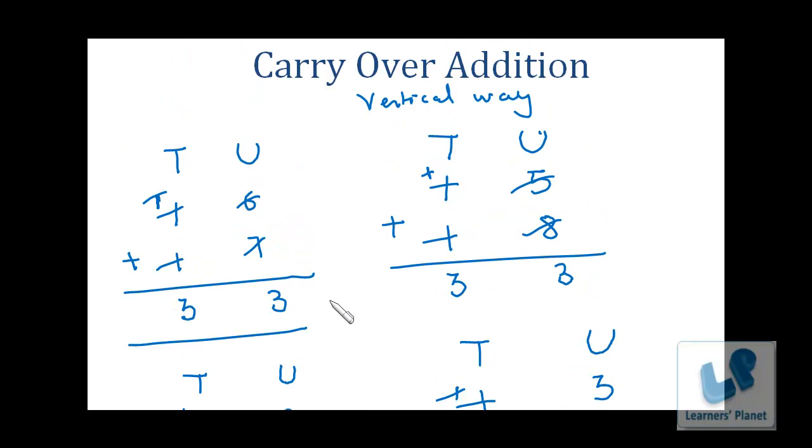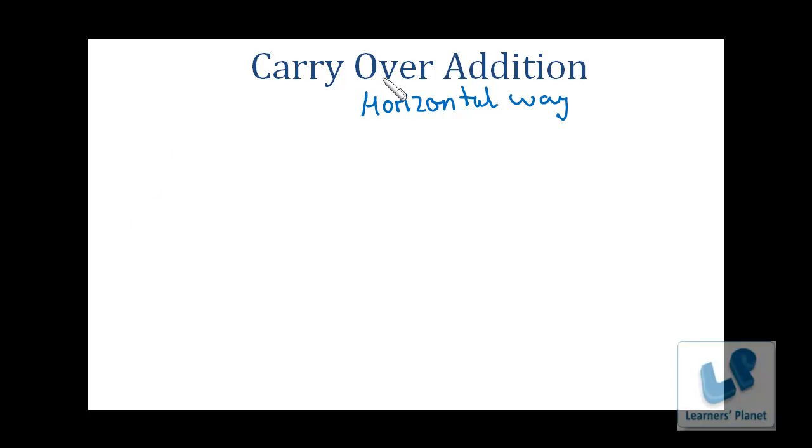Okay, now we did it in the vertical way. Now we'll do some in the horizontal way. Now children, we'll do the carryover addition in the horizontal way. Okay. Now suppose we take 11 plus 19, is equal to. So what will we write? Tens, units, tens, units, and tens and units.